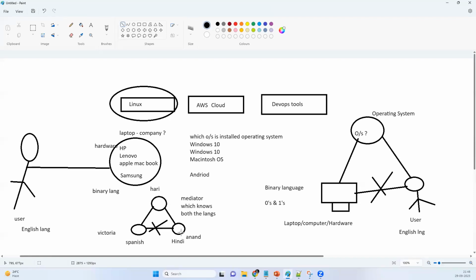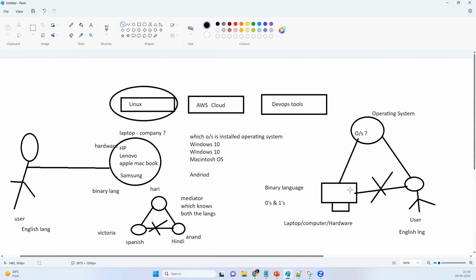Whatever he hears in Hindi, he translates to Spanish, and he will convey the message to Victoria. So here Hari is the mediator who knows both the languages. Same like here, user knows only English language and hardware knows only binary language.